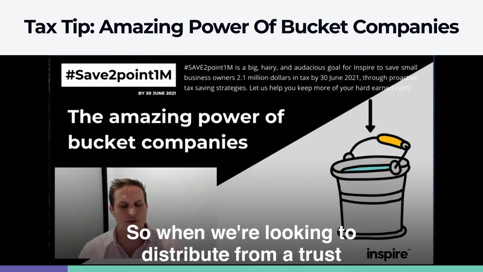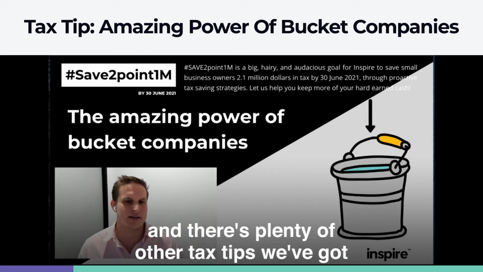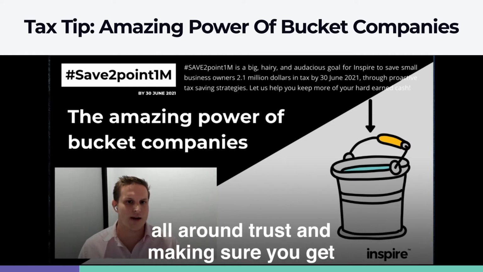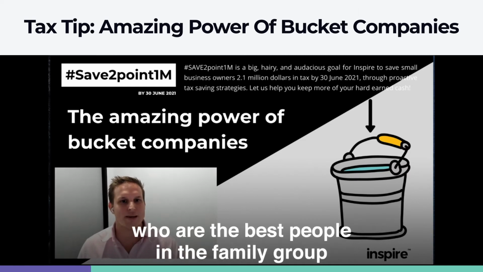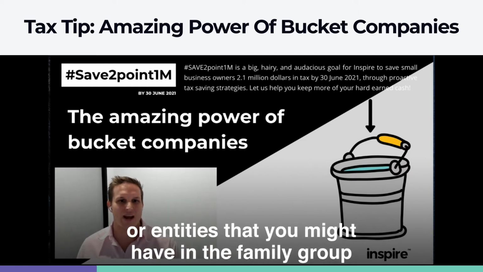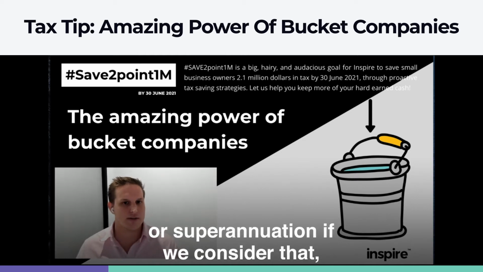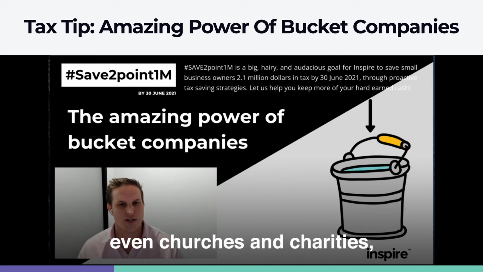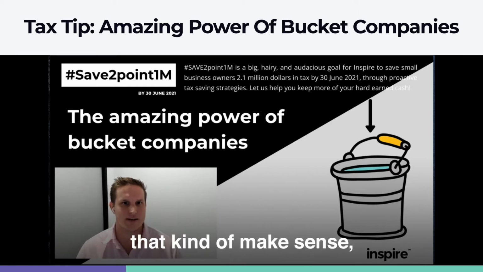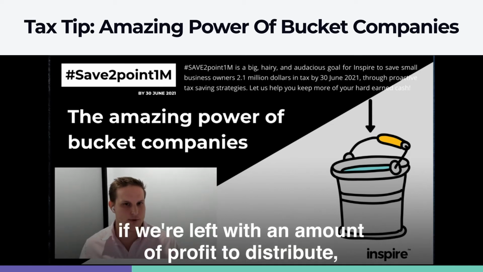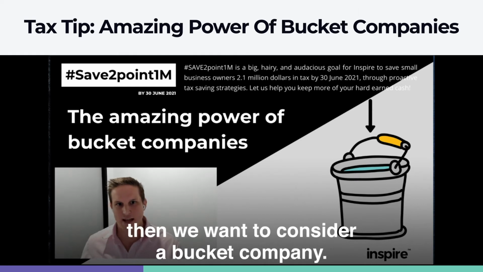So when we're looking to distribute from a trust, and there's plenty of other tax tips we've got all around trusts and making sure you get the most out of them, we want to consider who are the best people in the family group or entities that you might have in the family group, or superannuation, even churches and charities. But when we run out of people or entities that make sense, if we're left with an amount of profit to distribute, then we want to consider a bucket company.